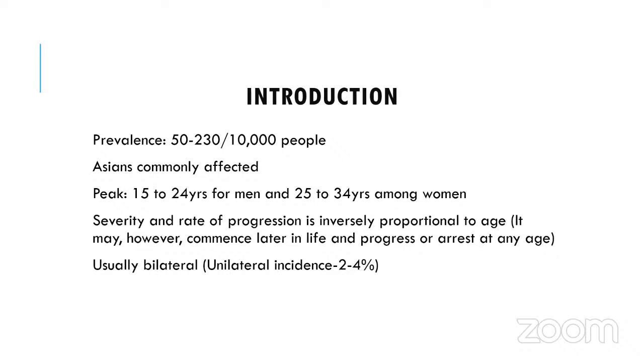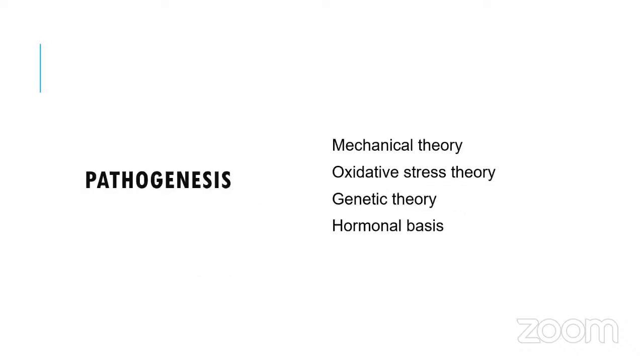Asians are more commonly affected, and peak is seen between 15 to 24 years for men and 25 to 34 years among women. Severity and rate of progression is inversely proportional to age. It may, however, commence later in life and progress or arrest at any age. Usually it is bilateral, but unilateral incidence is seen in 2 to 4% of the cases.